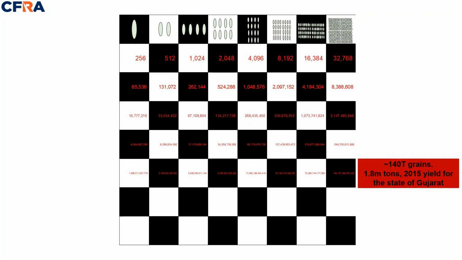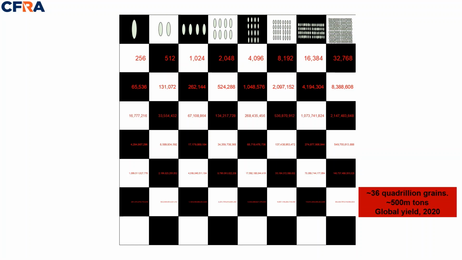So going to the 8 more doublings to the last square on the 6th row, as you can probably figure out here, the amounts are really getting pretty crazy. This amount, about 140 trillion grains, 1.8 million tons. It's about the same as the 2015 yield for the Indian state of Gujarat. So on the last square of the 7th row, we're at 36 quadrillion grains of rice, which is about 500 million tons, which is approximately the entire global yield in 2020.